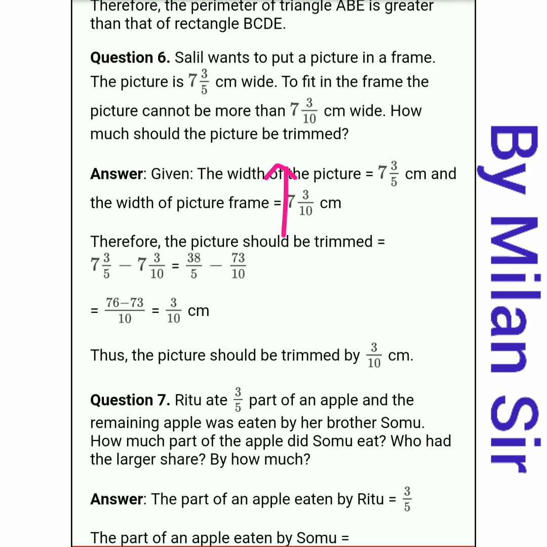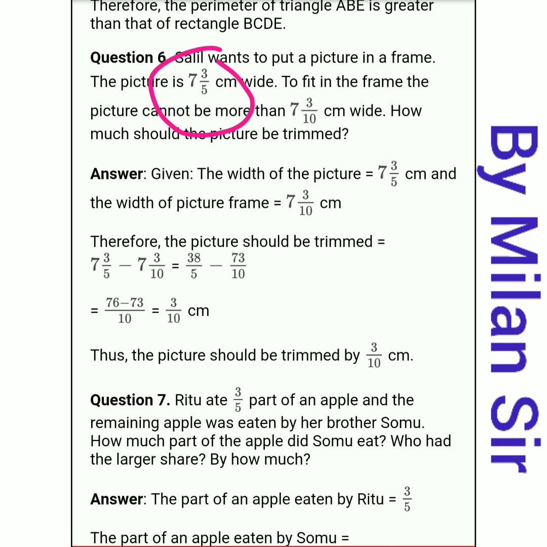So we need to cut our picture, right? So how much should the picture be trimmed? What do we need to do? We need to find the difference between these two. Whatever difference is there, we need to cut our picture according to that. That means first of all we need to find how much our picture is greater than the frame length, and we need to cut that length. So first of all, find the difference.